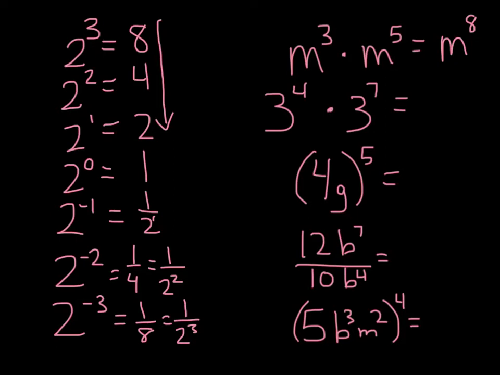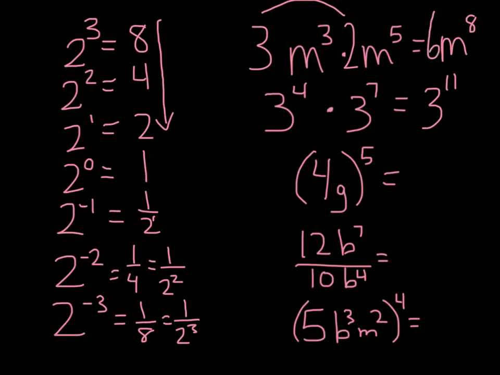Same thing with this. Some people want to take that 3 times 3 and make it a 9, but that's saying I have 4 3's and I have 7 3's, so the base is the same. I have 11 3's. Now that would change if it were this, 3m to the fourth times 2m to the sixth. Now the 3 and the 2 are no longer bases, right? They're coefficients, so I would go ahead and multiply those, and it would still be 6m to the eighth.